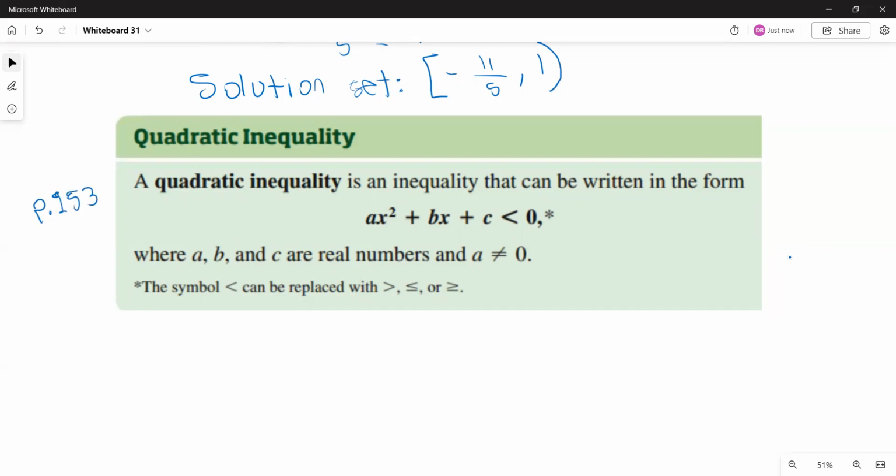A quadratic inequality is an inequality that can be written in the form ax squared plus bx plus c less than 0, and the inequality symbol can be any of the four inequality symbols. It can be greater than, or less than or equal to, or greater than or equal to, where a, b, and c are real numbers, and a does not equal 0.